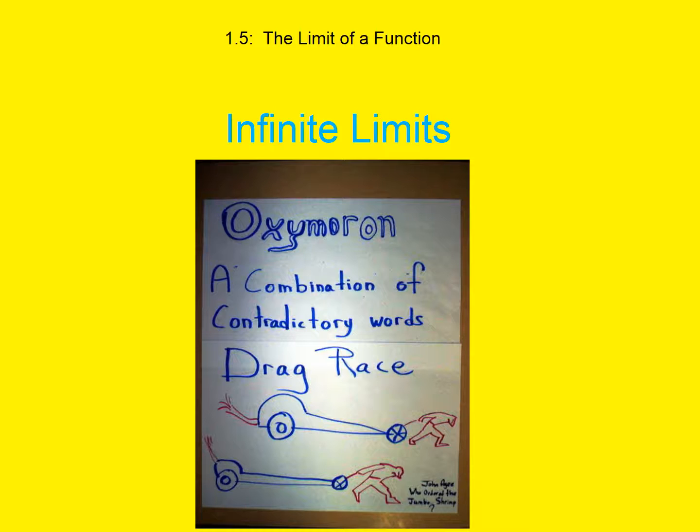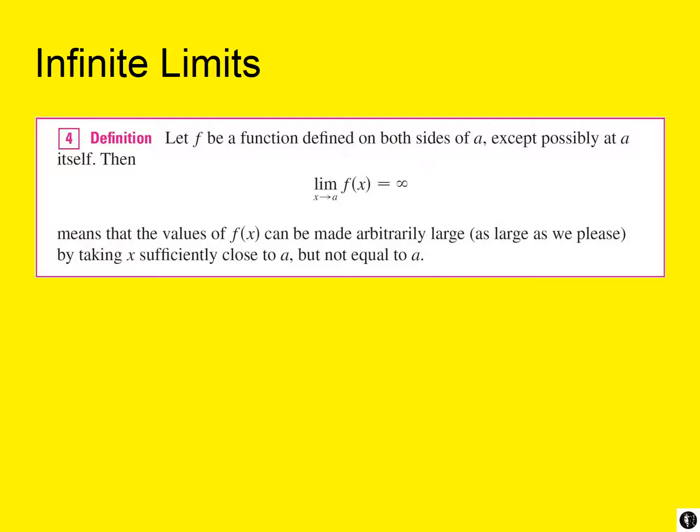Okay, the third objective of section 1.5, the limit of a function, we have the oxymoronic topic of infinite limits. Let f be a function defined on both sides of a, except possibly at a. So in an open interval about a number a, then the limit as x approaches a of f of x equals infinity means that the values of f of x can be made arbitrarily large, that is, as large as we please, by making x sufficiently close to a but not equal to a. Again, we don't care about equaling a, we just care about what happens when we approach a.